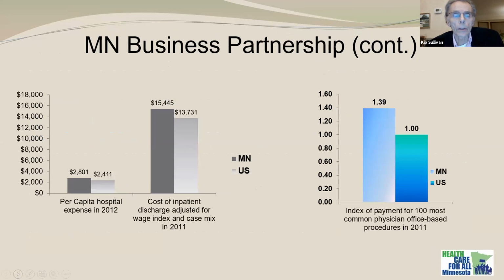Here is more information from the Business Partnership Report. They say Minnesota hospital costs are very high compared to the national average, if you measure hospital cost on a per capita basis or on a per discharge basis. And over here you see a rather astonishing number. This chart on the right side says that the 100 most common outpatient procedures cost 39% more in Minnesota than the national average.